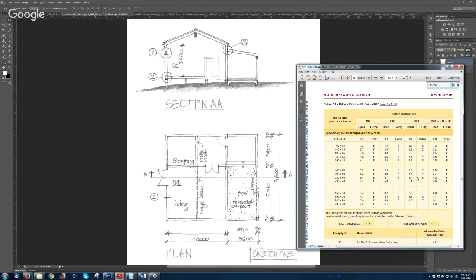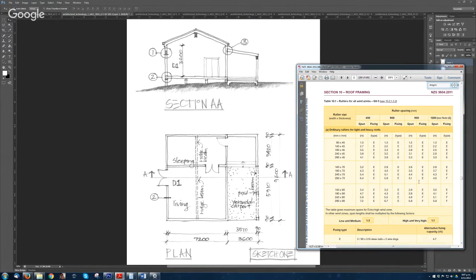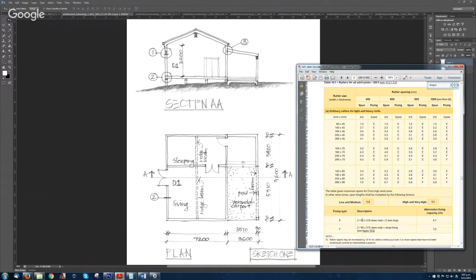And the question also asks what type of fixing. So if you were to use this one here, the 240 by 70, the fixing is E. And then you go a bit down, and that's the description of the fixing. And if you were to use the 190 by 90, this one, it's a similar fixing, E.